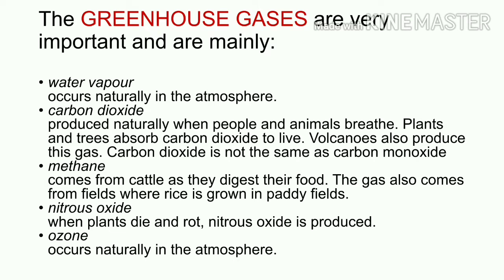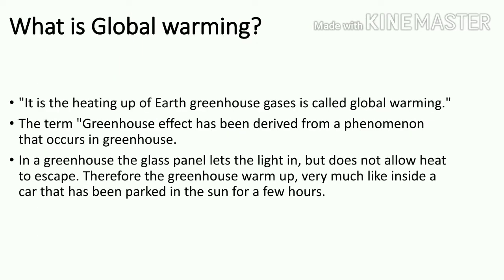Methane comes from cattle as they digest their food. We can also see methane-producing gases in rice fields or paddy fields. Nitrous oxide is produced when plants die and reach a decayed or rotten stage. Ozone occurs naturally in the atmosphere. That means these greenhouse gases are obtained naturally. Okay. Now let us discuss the next part, global warming as well as the greenhouse.